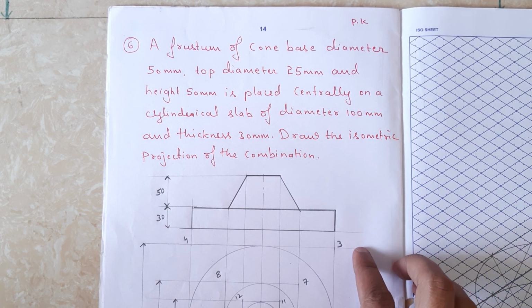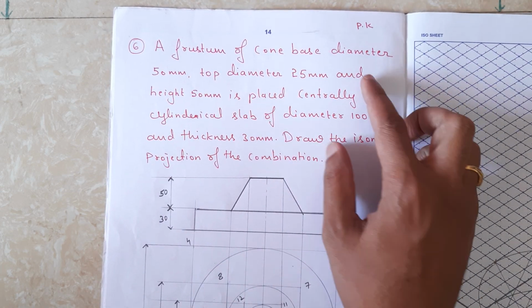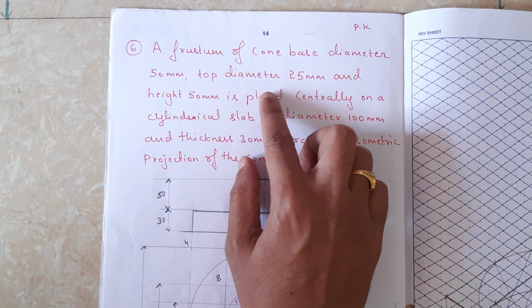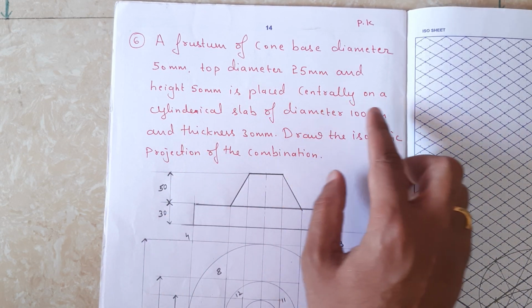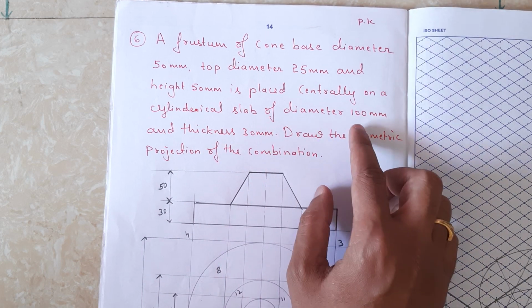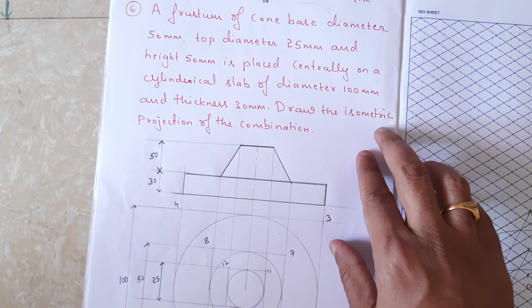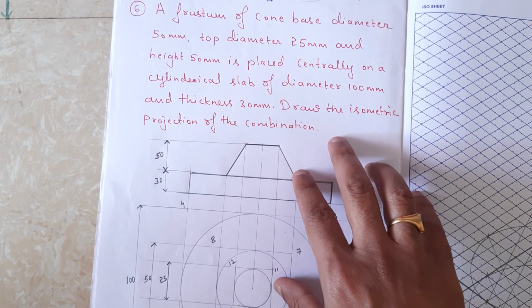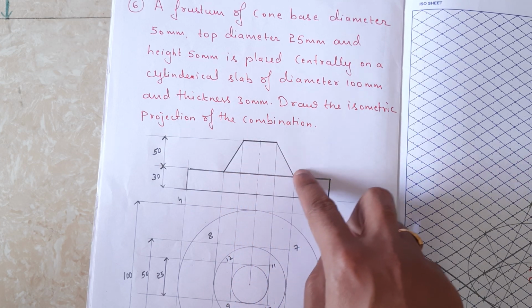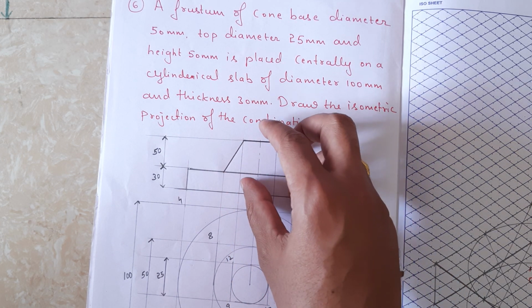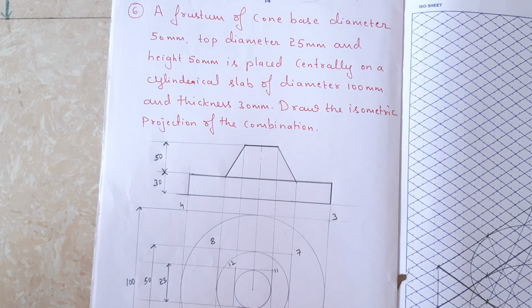This is the last problem on the isometric projection of combination of solids. The problem is given like this. A frustum of a cone of base diameter 50 mm and top diameter 25 mm and height 50 mm is placed centrally on a cylindrical slab of diameter 100 mm and thickness 30 mm. Draw the isometric projection of the combination of solids. So we have a frustum of a cone on the top, and this frustum of a cone is placed on a cylindrical slab.